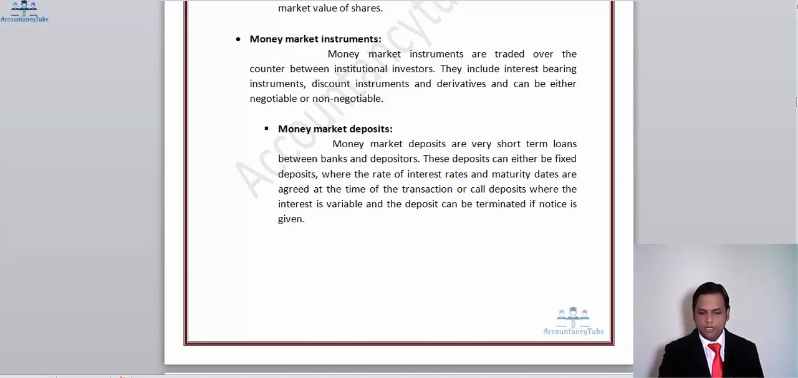Then we have the first money market instrument, that is the money market deposit. Now, money market deposits are very short-term loans between banks and depositors. These deposits can either be fixed deposits, where the rate of interest and maturity dates are agreed at the time of the transaction, or call deposits, where the interest rate is variable and the deposit can be terminated if notice is given.